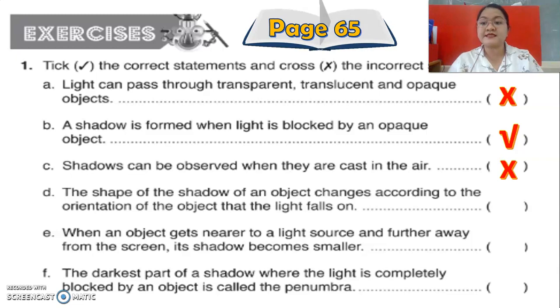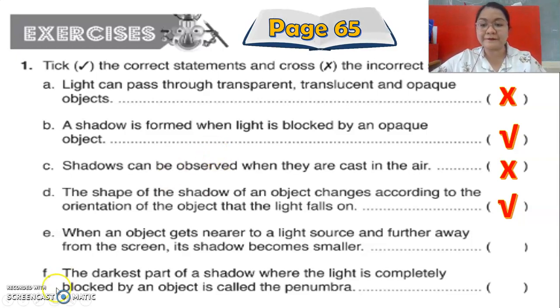Okay, next, letter D. The shape of the shadow of an object changes according to the orientation or position of the object that the light falls on. So is it true or is it false that the shadow changes its shape because of its position? 3, 2, 1. Okay, the correct answer is tick.